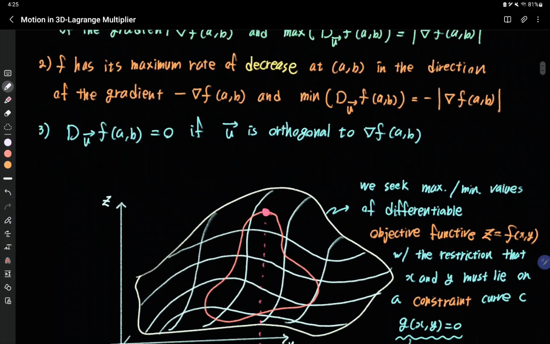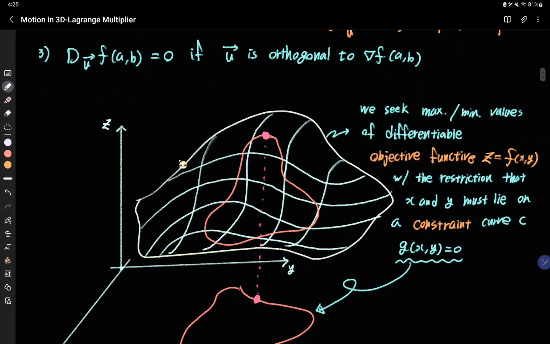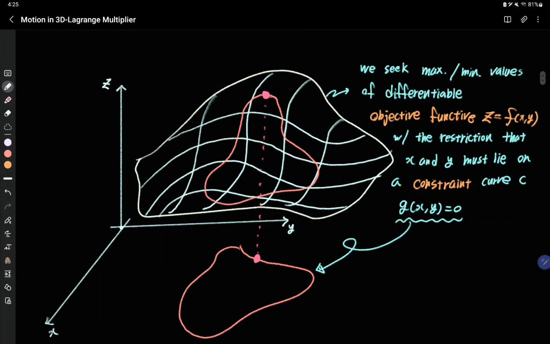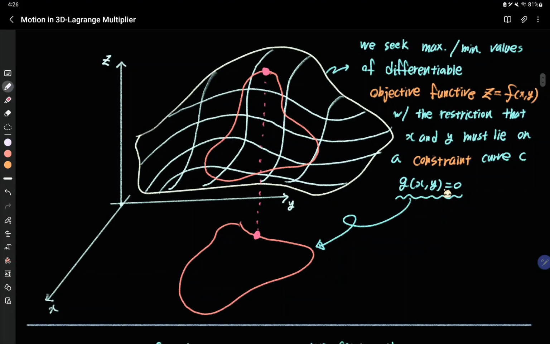Now think about this kind of surface, and we seek maximum and minimum values of a differentiable objective function of that graph, z equals f of x comma y. This is a multivariate function of that surface, with the restriction that x and y must lie on a constraint curve C, defined by g of x comma y equals 0. So g of x comma y equals 0 is the graph of a curve.